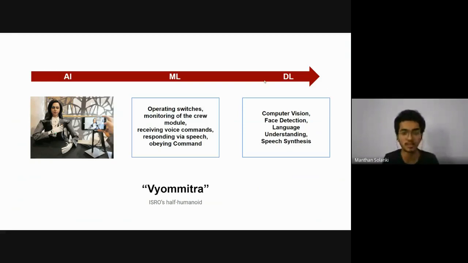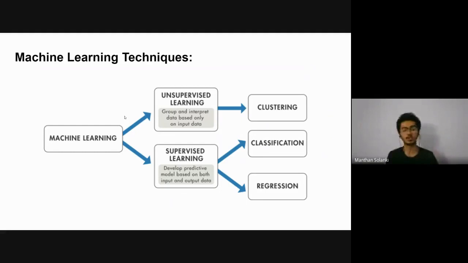Then the tasks which can be done through Vyomitra are operating switches, monitoring crew modules, receiving voice commands, responding via speech, and obeying commands. These tasks require deep learning. How? With computer vision, they have fitted cameras. The camera can capture an image, like this is the switch, this is the crew module. I have to look at this module and press this switch. So the tasks are computer vision, face detection, understanding languages, and speech generation. These are the tasks done using deep learning, which can be helpful to our robot. So this is how, if you narrow down the field of AI, deep learning can be helpful to a very large extent. Now let's take a look at machine learning techniques.